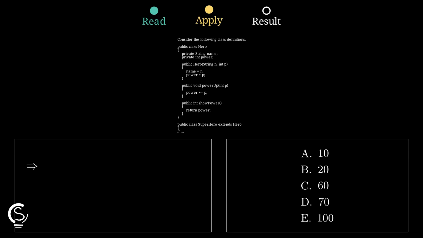When we call j.powerUp with 10, Java uses dynamic method lookup. It executes the overridden version in Superhero, which takes our input and doubles it before calling super.